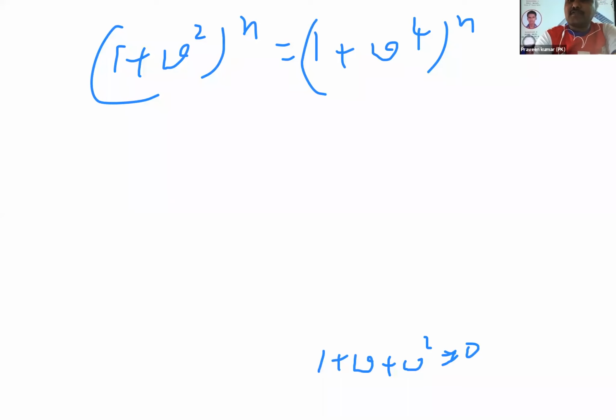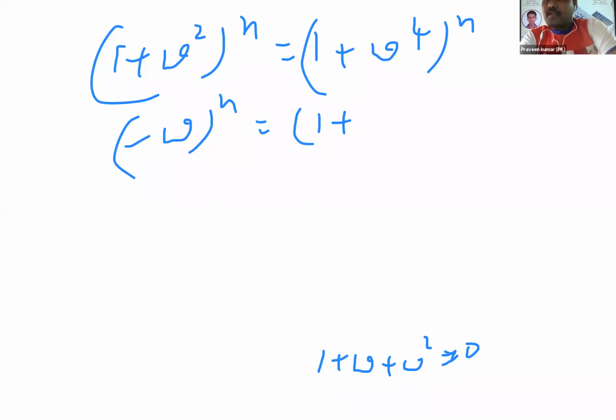From this, what is 1 plus omega square? Minus omega, no? Omega power 4 means what? Omega. Yes or no? Omega power 4 means omega cube into omega, no?